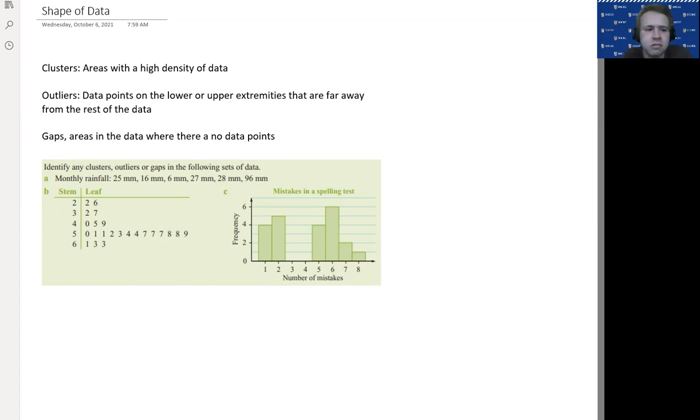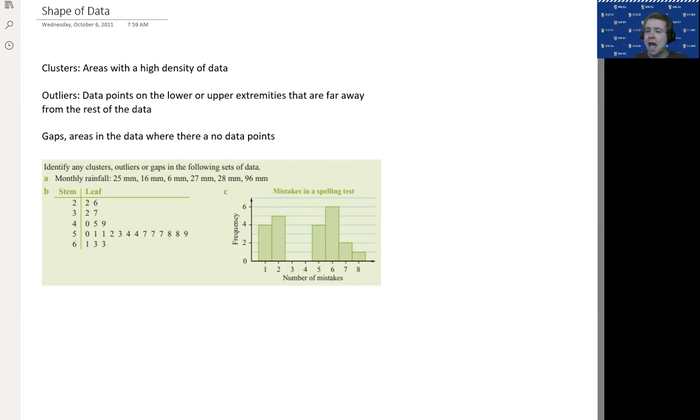Now we're going to look at three key definitions of words here. We're looking at clusters, outliers, and gaps. Now a cluster is an area of the data where there's a high density of that data. So you might have some points here and there, but then a particular score or a particular range in the whole data set where there's lots and lots of data points.